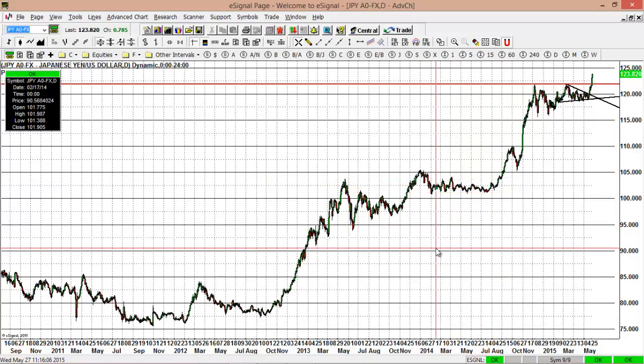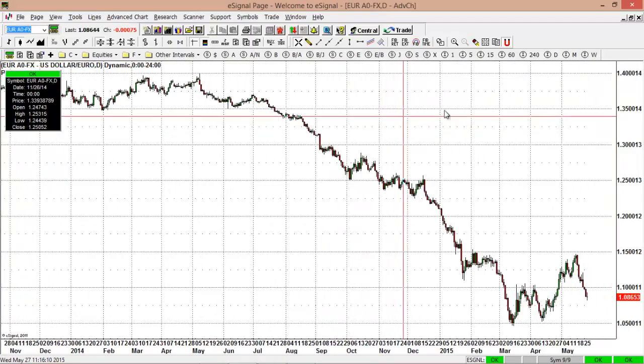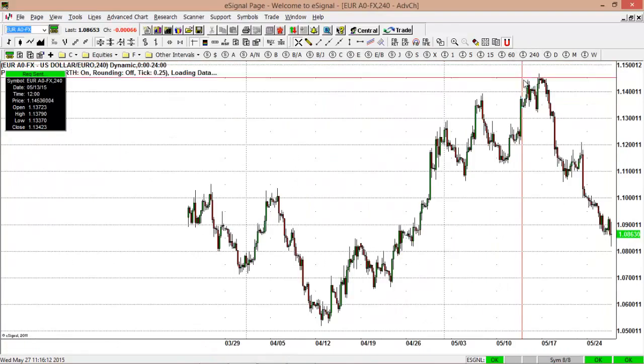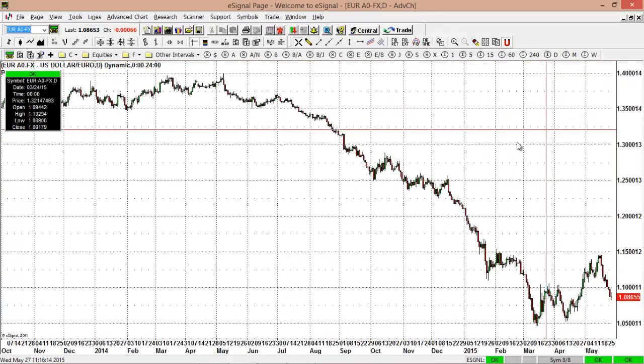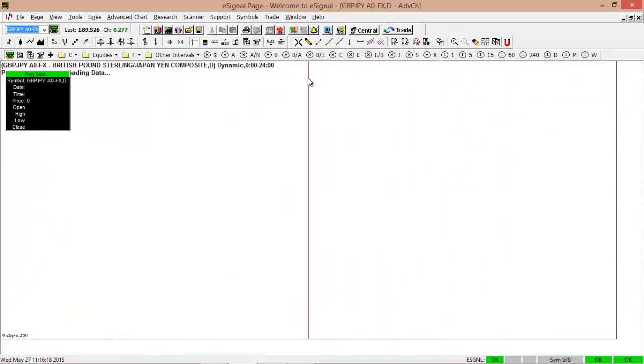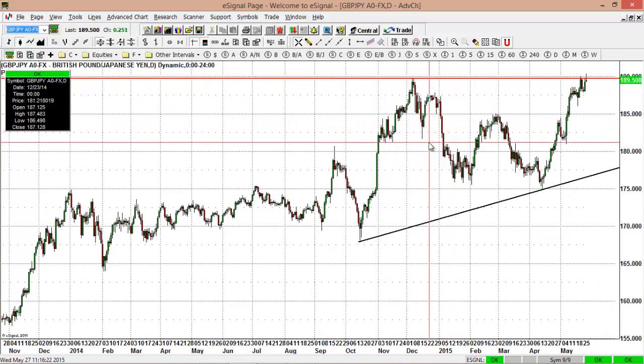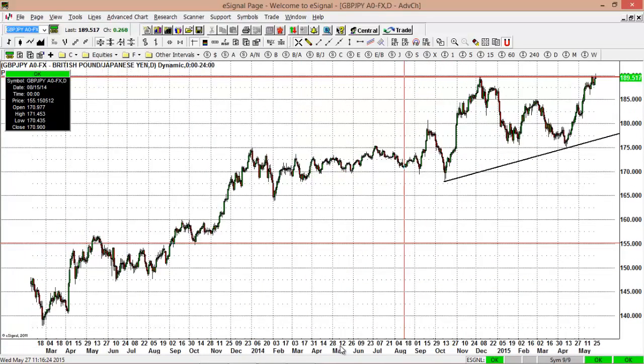Now, for our portfolio, how we are playing US dollar strength is that we are short the euro versus the US dollar. And we're looking to see if the market will break down further. And we're also playing yen weakness by being long British pound, Japanese yen.